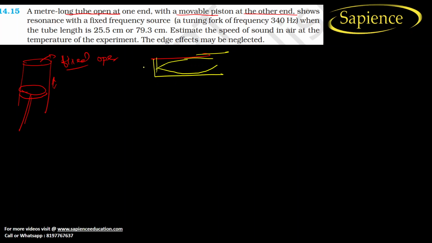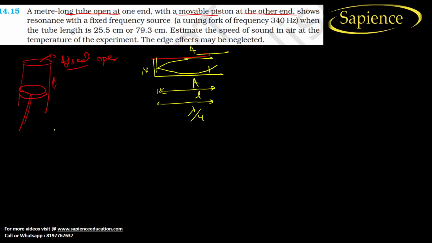There is one node and one antinode, so it is incomplete now. Now what we have to do: we know the length, and this length is equal to lambda by 4.